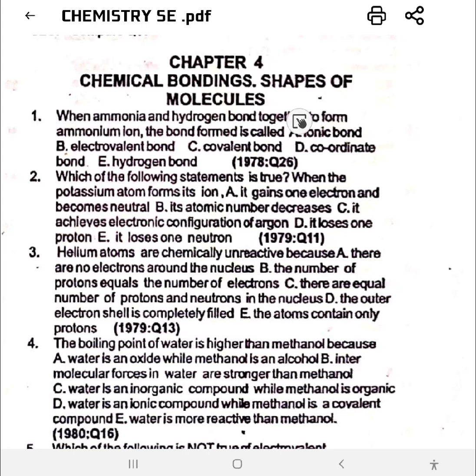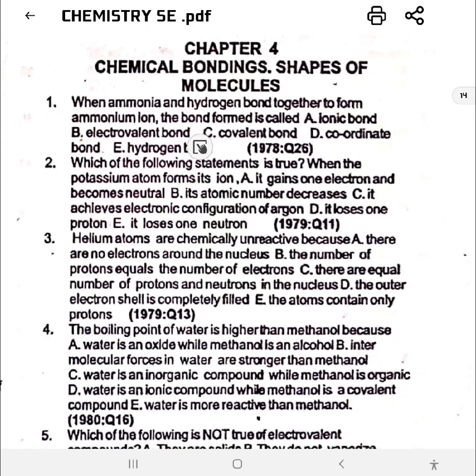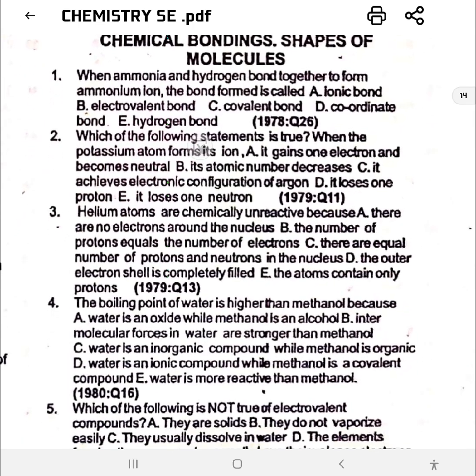Chemical bonding and shapes of molecule. Question 1: When ammonia and hydrogen bond together to form ammonium ion, the bond is called... Here's the correct answer: Option D, coordinate bond.